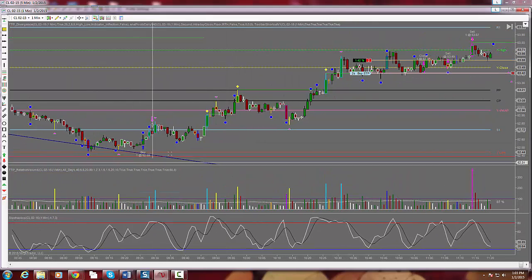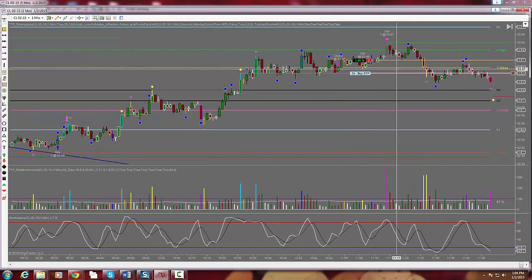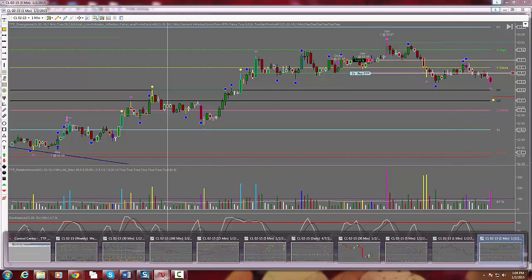Now once it starts moving up, what am I doing? I'm looking for a place to exit. So where is that exit most likely going to occur?